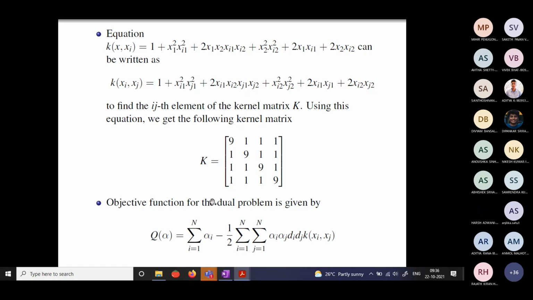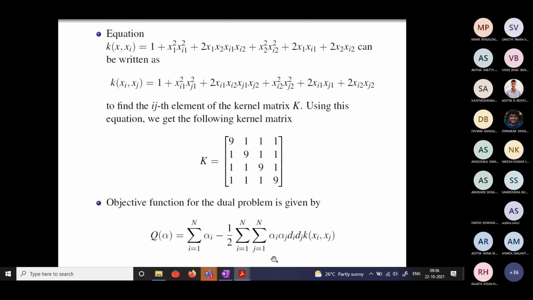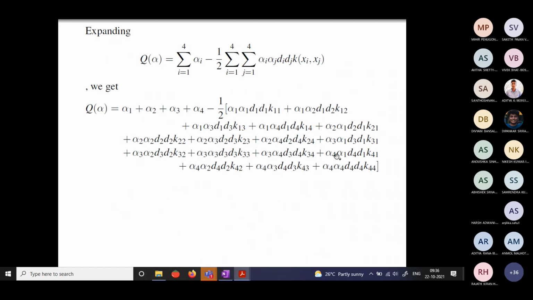So here we go. The objective function for the dual problem is given by this. Remember alpha i, alpha j, which I really don't know. di dj is known to you. di dj is nothing but this one. These are di, which means if this is i, this is minus; if it is j, this is +1. Likewise, and k(xi, xj) you got from this particular matrix. So we'll try to see. This expansion looks quite overwhelming, so don't get confused over that. It's very simple, straightforward. I'm just expanding it.